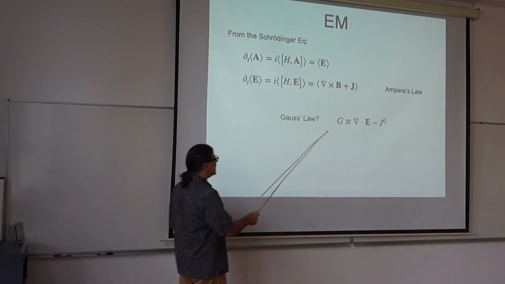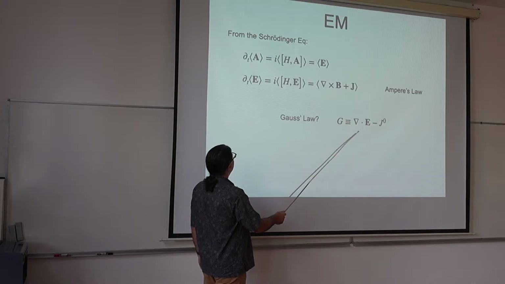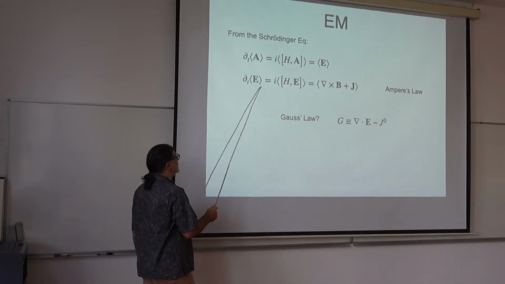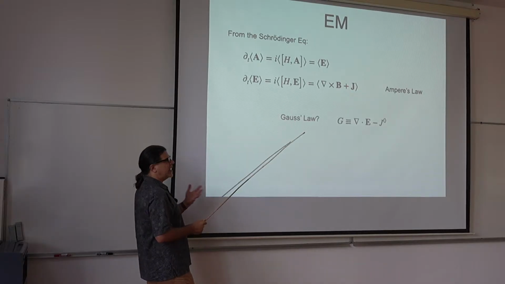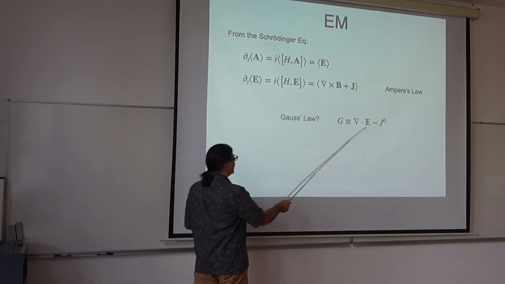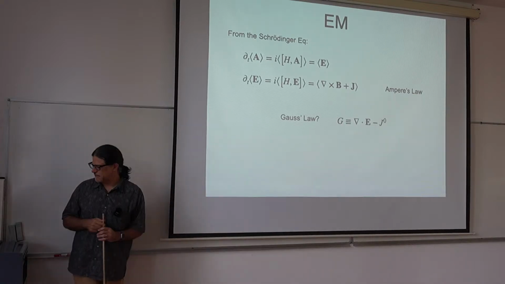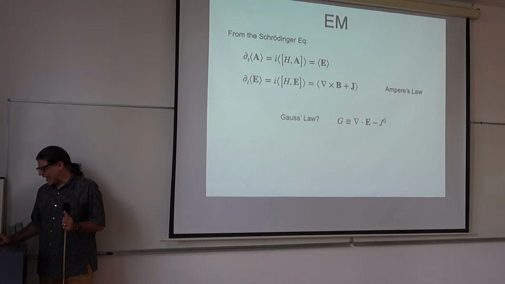It does not give me Gauss's law. And one simple way you can see it shouldn't give me Gauss's law is that these are equations with time derivatives, and this is not. This is just a fixed equation for the electric field. So it can't come from the Schrödinger equation.